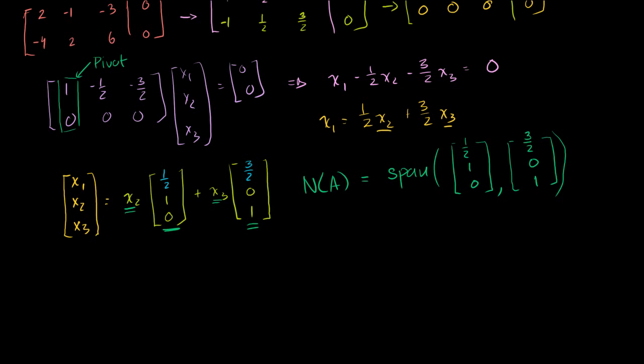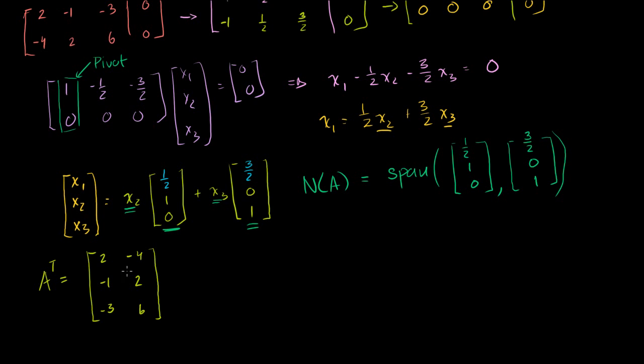So A transpose looks like this. A transpose is equal to the matrix whose first column is 2, minus 1, minus 3, and then the second column is going to be minus 4, 2, and 6. That is our transpose. So let's figure out the null space and the column space of our transpose. Let me put this in reduced row echelon form so we can get the null space of this guy.